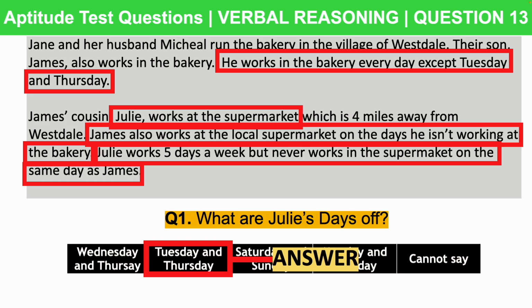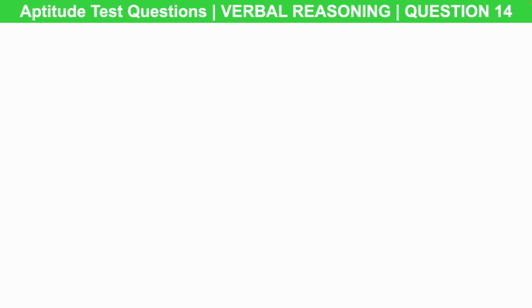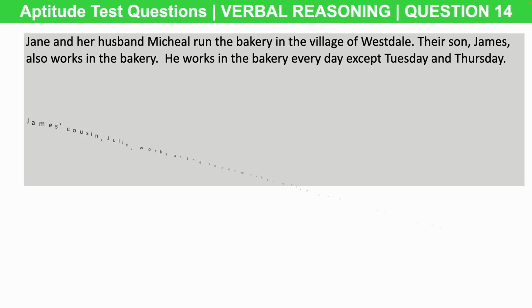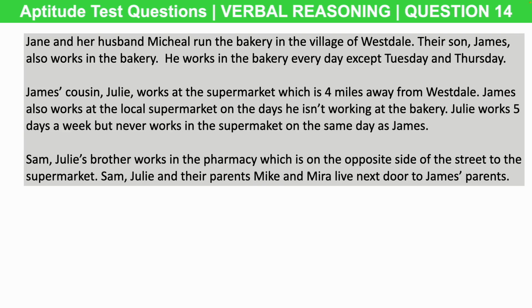Let's now take a look at another question based on this passage. As we've had a bit of a warm up now, we'll add even more information to the passage this time. The final bit to the passage is this. Sam, Julie's brother, works in the pharmacy, which is on the opposite side of the street to the supermarket. Sam, Julie and their parents Mike and Myra live next door to James's parents. If you need to pause the video, do that now, have a quick read through, and we're going to work through this question again together.